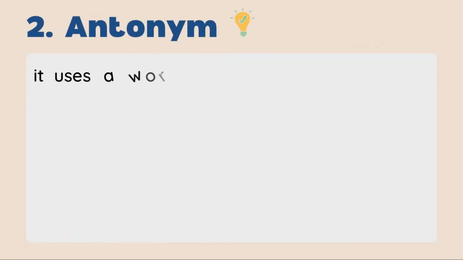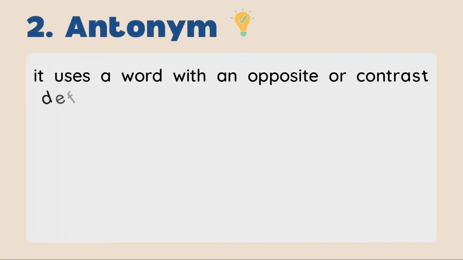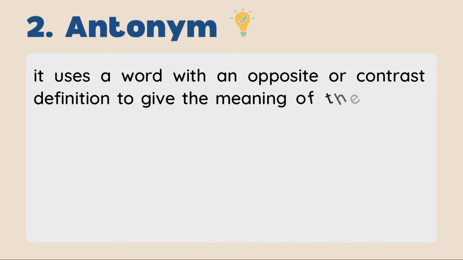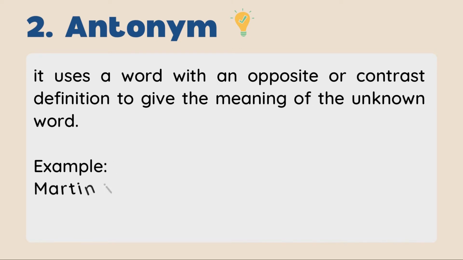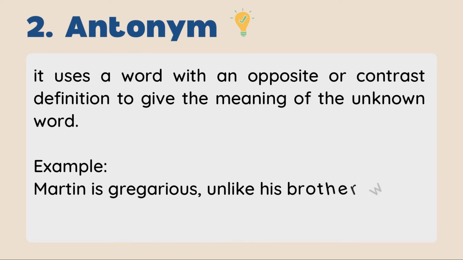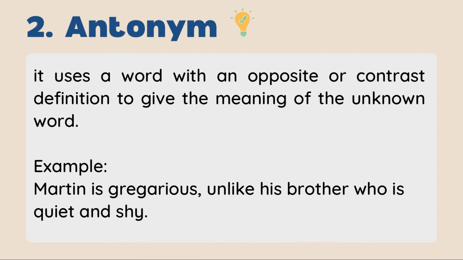Number 2. Antonym. It uses a word with an opposite or contrast definition to give the meaning of the unknown word. Example: Martin is gregarious, unlike his brother who is quiet and shy. The opposite words that we use in the sentence are gregarious and quiet and shy.